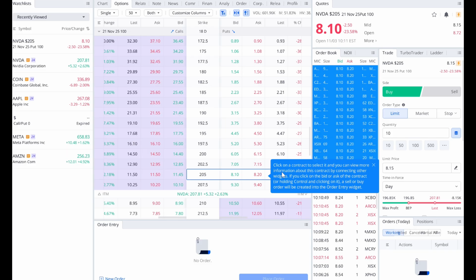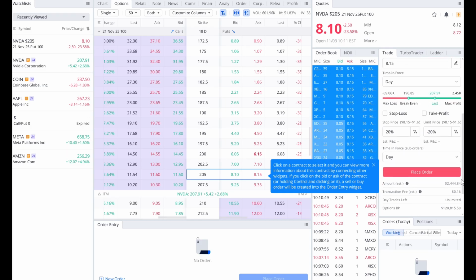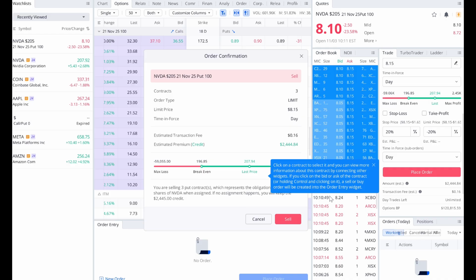I'm going to get about $820 for that. So I'm going to sell the put option, and I'm going to sell a total of 3 at about 8.15. I like to go in between the bid and ask approximately, and that's it. So let me submit this. We got 3. Yep. Okay. Placeholder.